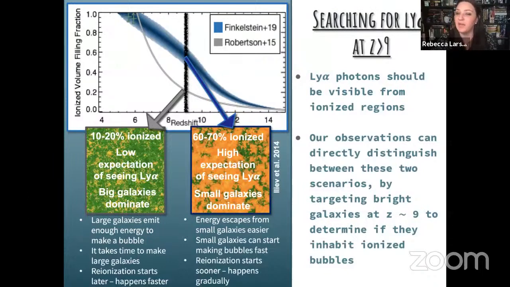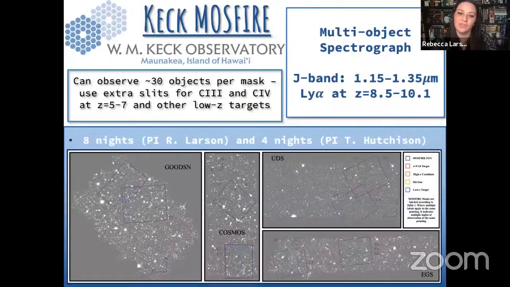If you're looking for Lyman-alpha in galaxies, you want to find those galaxies that are in those ionized pockets, so that the Lyman-alpha isn't as attenuated by the IGM and you can detect it. What we did was target a set of galaxies in the CANDELS field that were photometrically selected to be at around redshift 9.